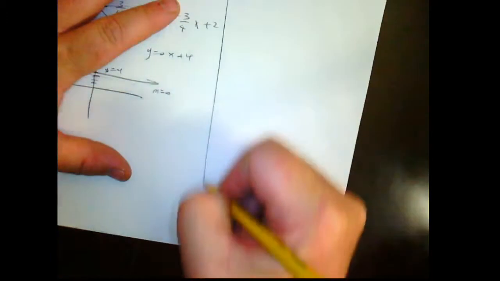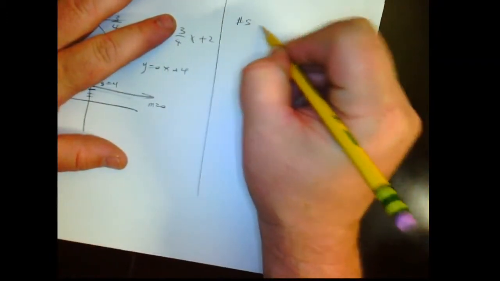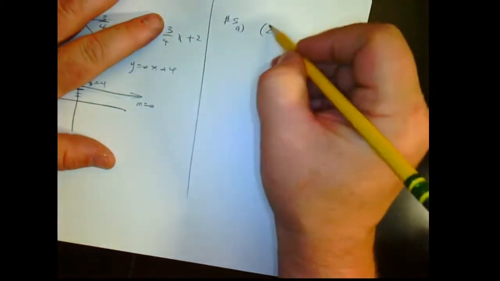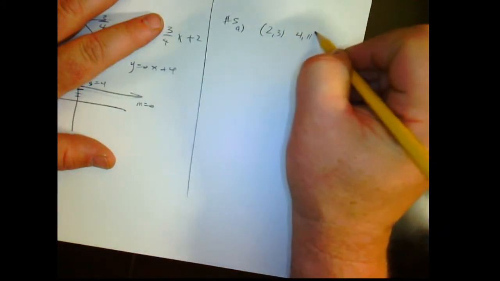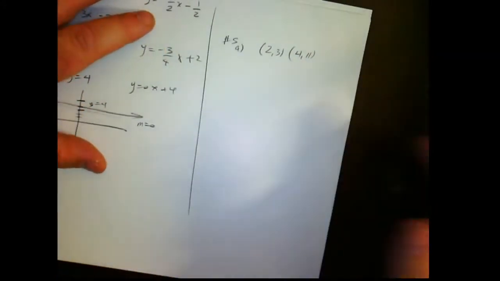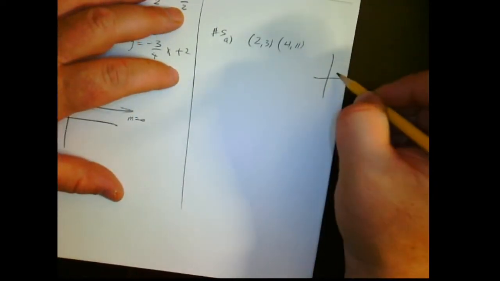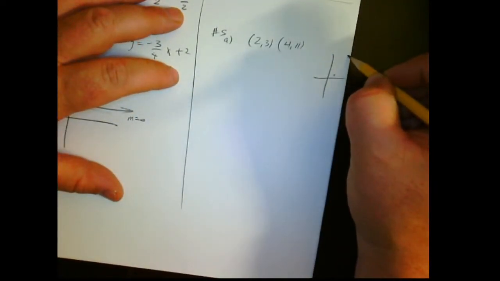So the instructions say find the equation of each line which passes through both points in each case. So in other words, there's a line for part A that goes through point A and point B. So it goes through (2, 3) and (4, 11). So we'll do a couple of these first. This is number 5, part A. So those are the 2 points, right? On a graph somewhere, I've got a point right here at (2, 3) and another point right here at (4, 11), and the line goes through there, right?